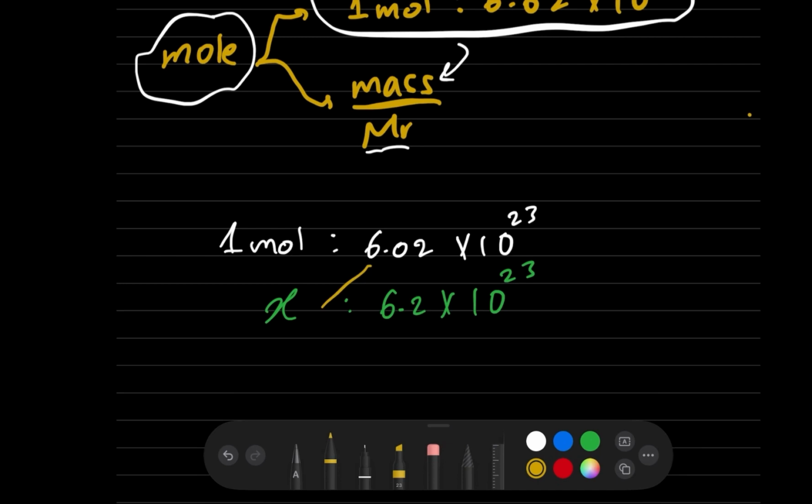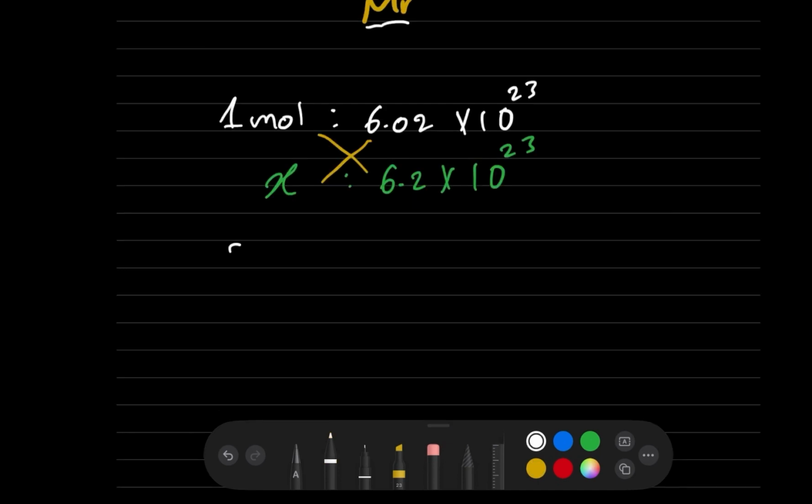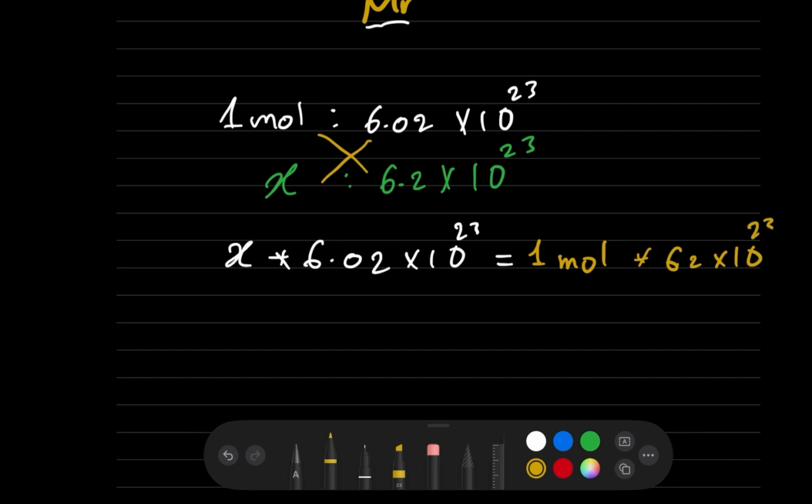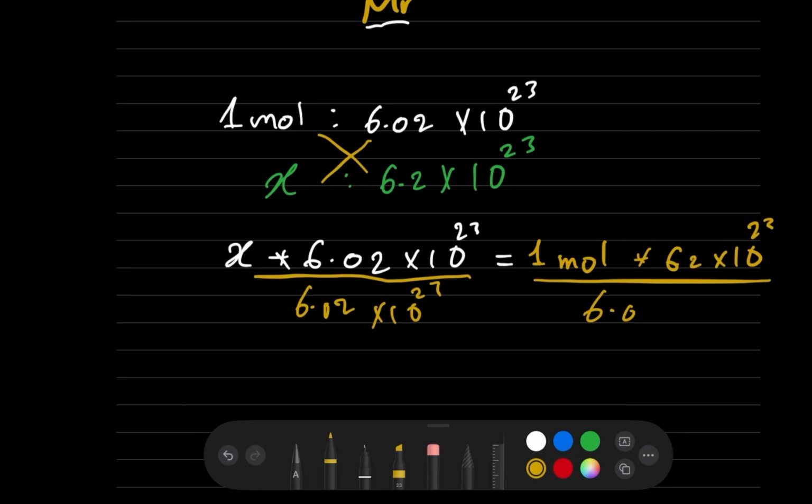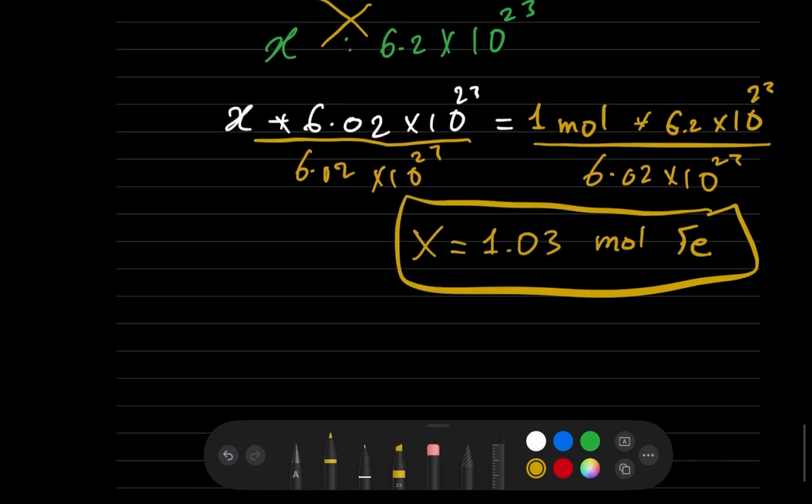How can I solve this? We can make cross multiplication, and then we have X times 6.02 times 10 to the power 23 equals 1 mole times 6.2 times 10 to the power 23. By dividing by 6.02 times 10 to the power 23 on both sides, the number of moles, X, equals 1.03 mole of iron.